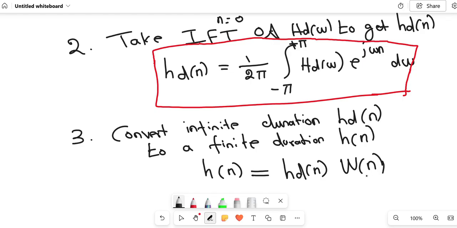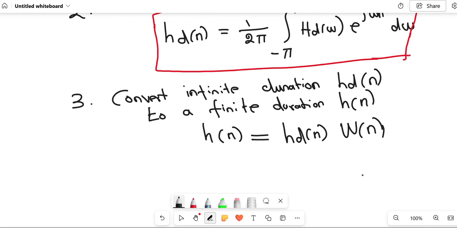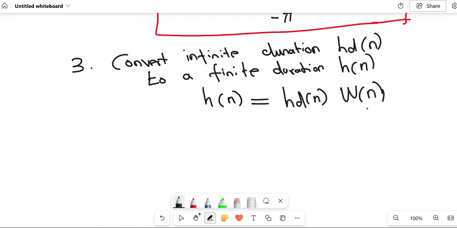Last class we discussed what a window function is. A window function means truncating your infinite sequence into a finite sequence. The window function may be rectangular, or it may be another cosine based window, such as the Hanning window, Hamming window, or Blackman window.